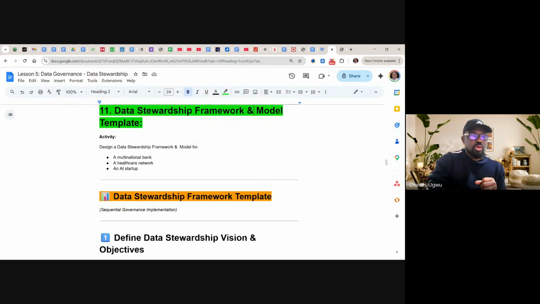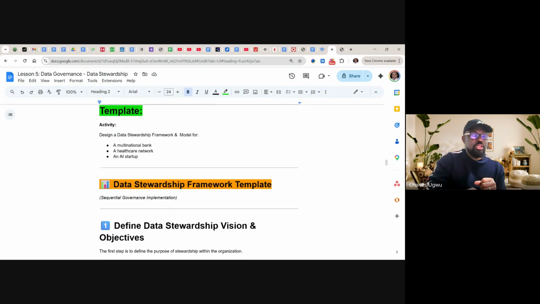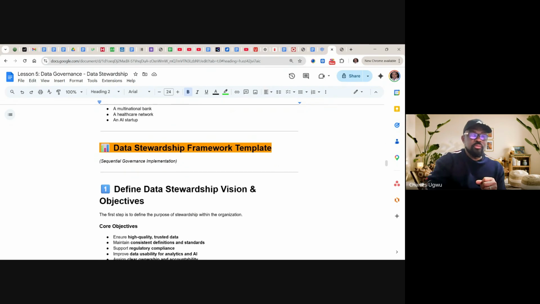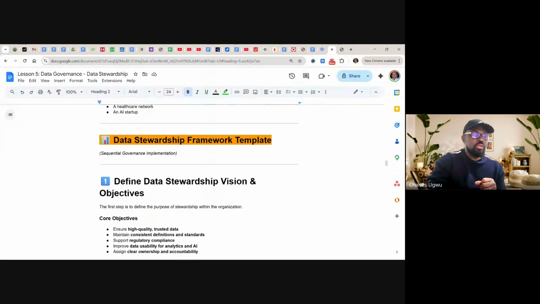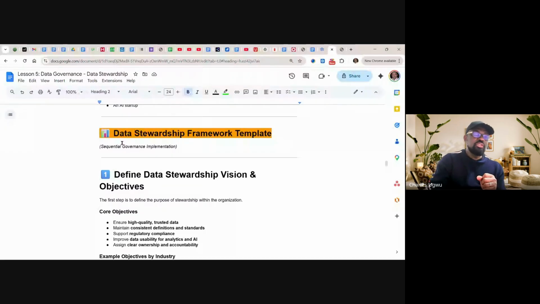So we're going to create a generic framework, I'm not going to create one by one, a generic framework that can serve these three organizations or these three industries. And then we should be able to create a singular framework. So now this is the stewardship framework.